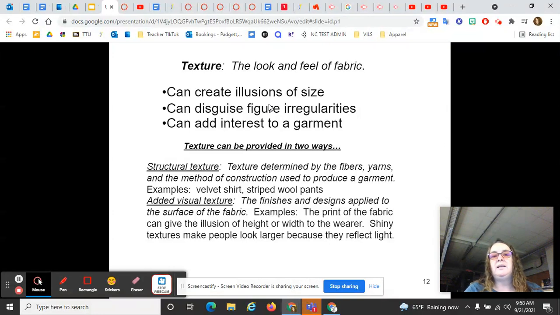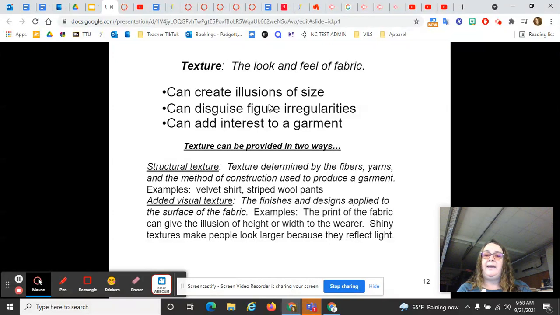Then you go into texture, and that's exactly what it sounds like. It's how something looks and how it feels. So texture can create an illusion of size. It can disguise figure irregularities and add interest to a garment.